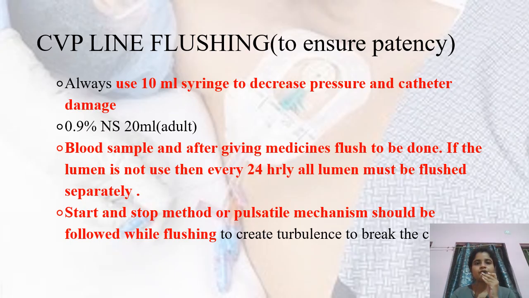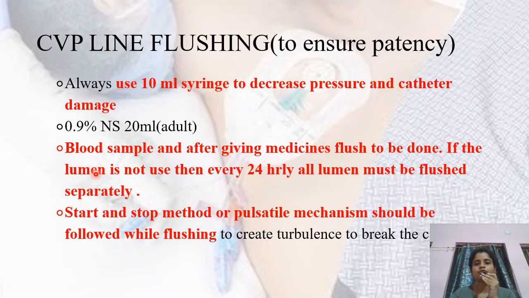Then coming to CVP line flushing. Why do we need to flush? To ensure patency. As I have already told in the previous video, we always use a 10 ml syringe while flushing the catheter, because with a 10 ml syringe there is decreased pressure and catheter damage is minimal. You can also use a 20 ml syringe for flushing. Flushing should be done after taking a blood sample and after giving medication.